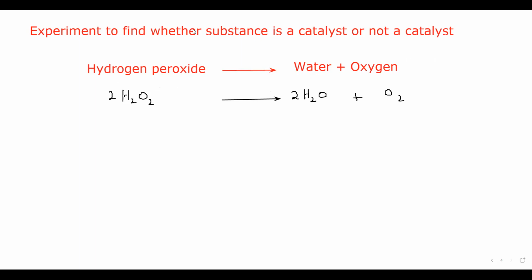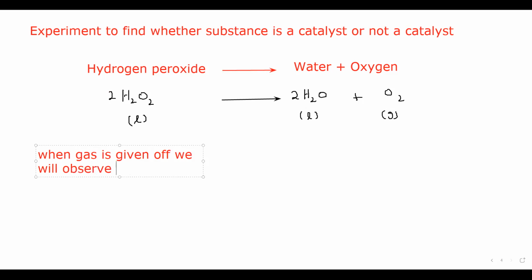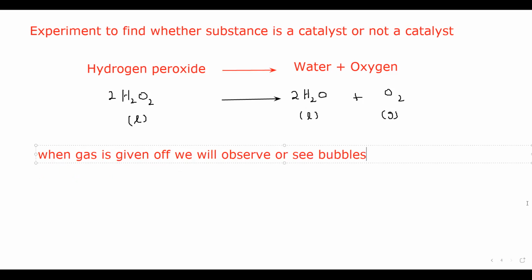We know hydrogen peroxide is a liquid, so the state symbol is L. Water is a liquid, so the state symbol is L. But oxygen is a gas, so the state symbol will be G. Whenever a gas is given off, we will observe or see bubbles.